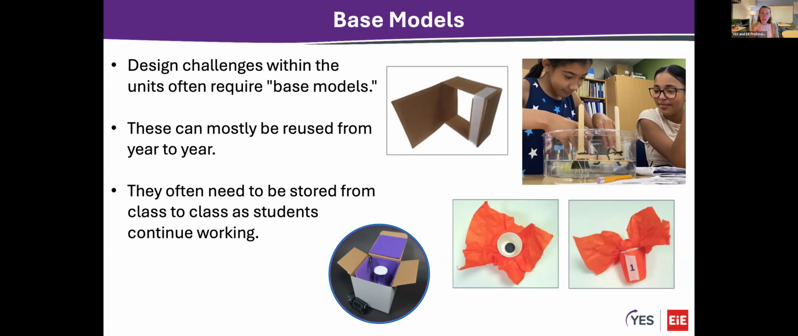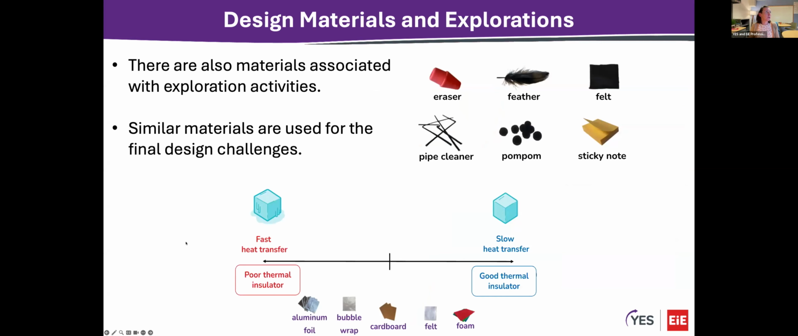So the base model is one component of material management that you would need to have from lesson to lesson in most situations. But then you also have the materials that they use to make the thing. There are materials associated with exploration activities. For example, the pumpkin pollinators. In early lessons, students explore the properties of these materials: an eraser, a feather, and a felt.